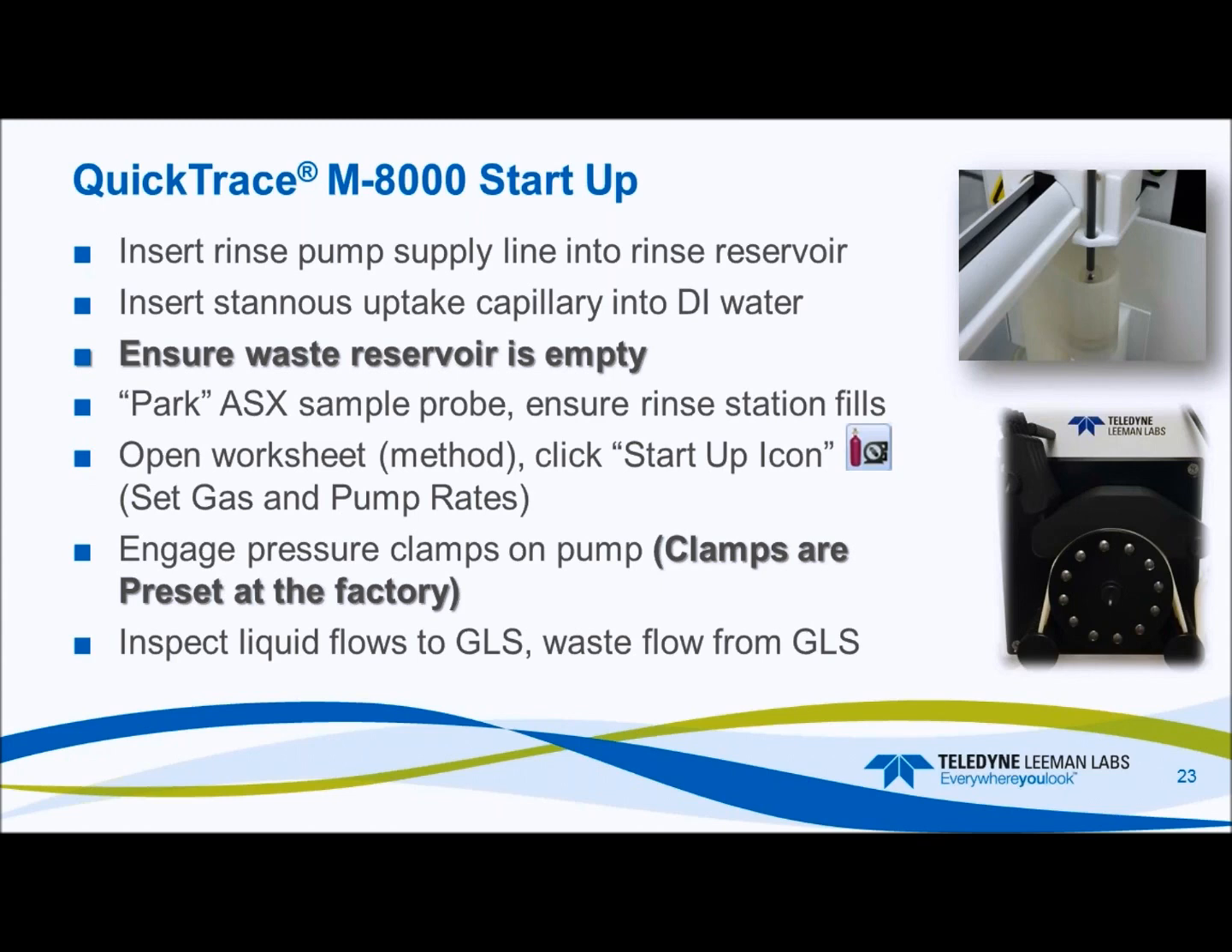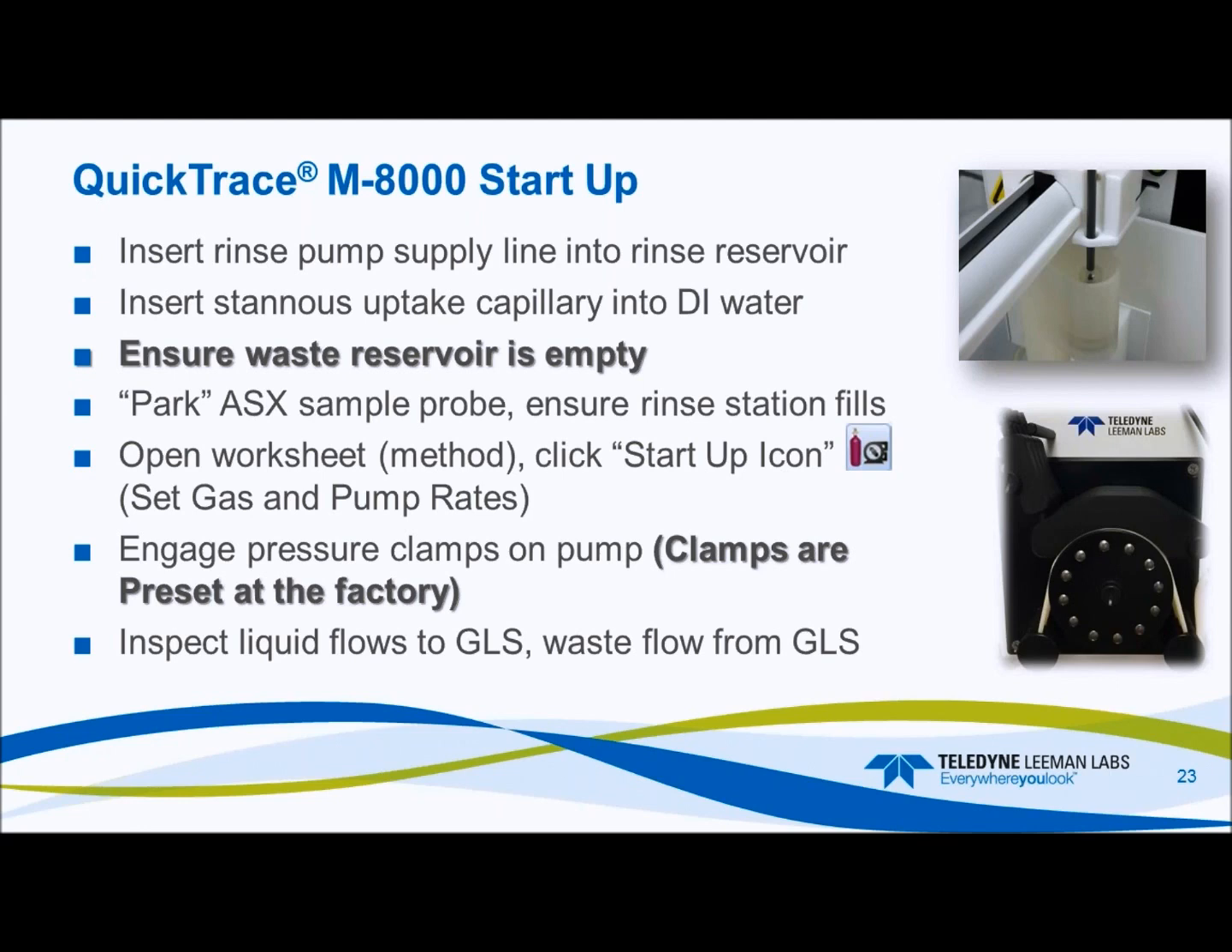And then ensure your rinse reservoir is empty. Park the autosampler probe. That'll start your rinse pump, and it'll start the pull up of the rinse solution into the system. And then you can click on the startup icon within the method editor, which will set the pump and gas rates to that method that you already have open or will open. And then at this point, once the flows are going, you can engage the pressure clamps.